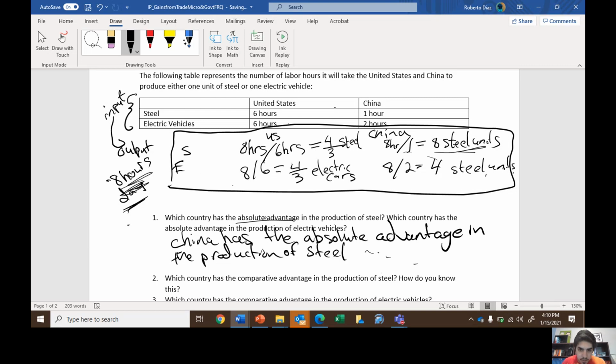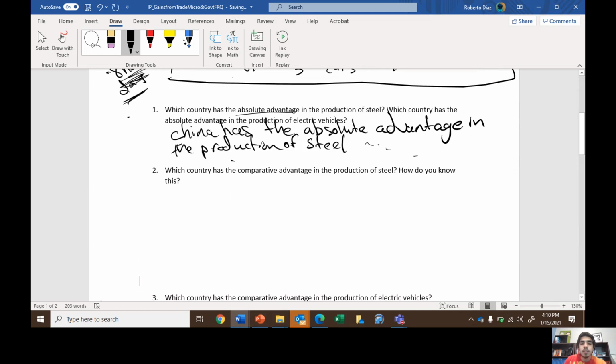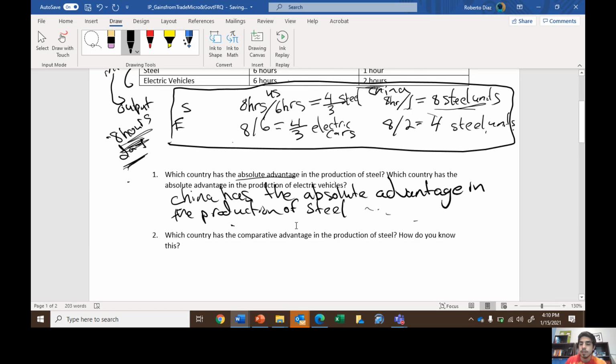Then likewise, which country has the absolute advantage in the production of electric vehicles? Again, it takes China less time to produce electric vehicles, so clearly China has the absolute advantage in the production of electric vehicles, right? Now, on to the more difficult part. Which country has the comparative advantage in the production of steel? Let me delete this.